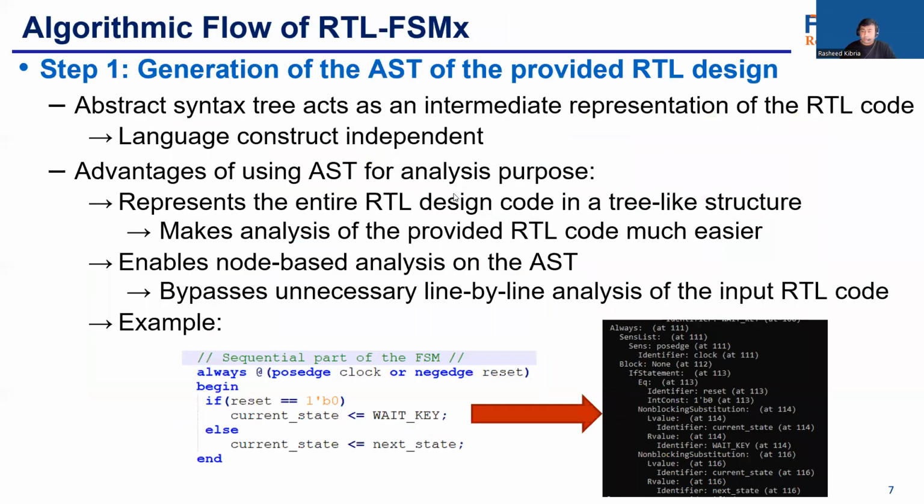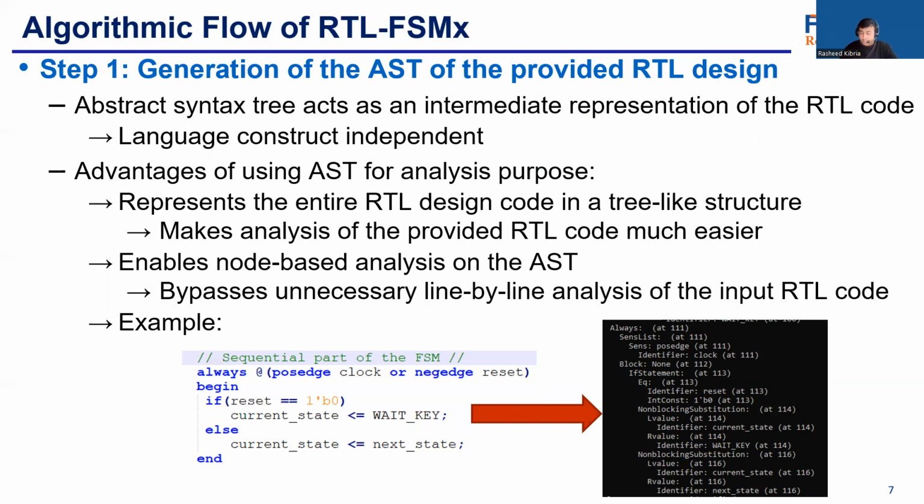Now I will discuss the algorithmic flow of RTL-FSMx. That means how it actually works. There are several steps, a total of 8 steps. The first step is to generate the AST representation, or the abstract syntax tree representation, of the provided RTL design. The abstract syntax tree, or AST, acts as an intermediate representation of the RTL code, and it is somewhat language construct independent. There are some advantages behind using AST for analysis.